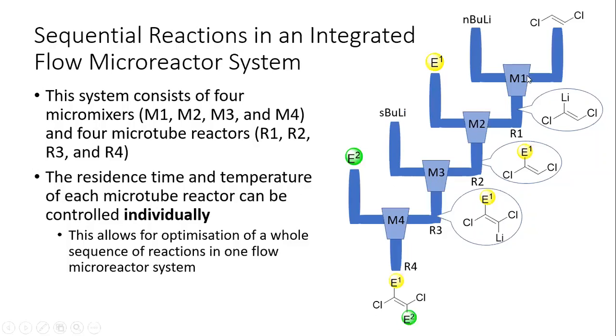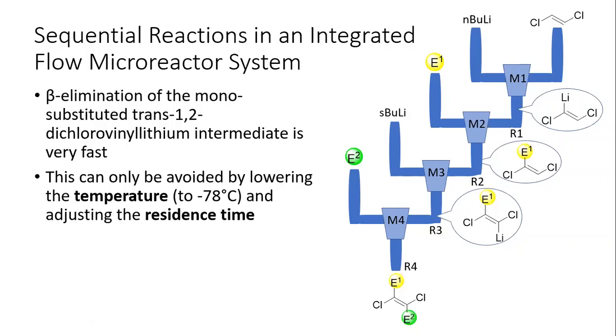As you can see in this example on the right, we can extend the flow microreactor system to now have 4 micromixers, M1, M2, M3, and M4, as well as 4 microtube reactors, R1, R2, R3, and R4. It is important to note that the temperature and residence time of each of these microtube reactors can be controlled individually. This means that we can optimize the conditions for a whole series of reactions, all within one flow system.